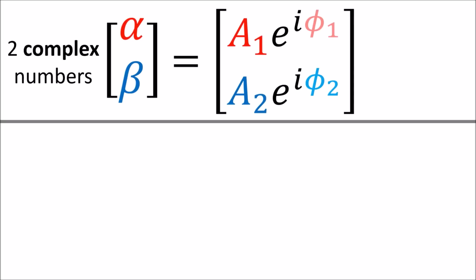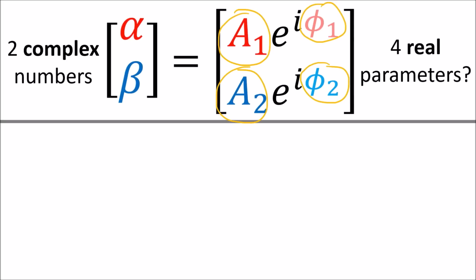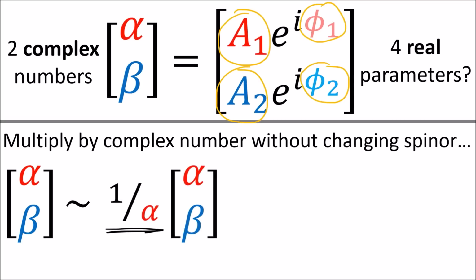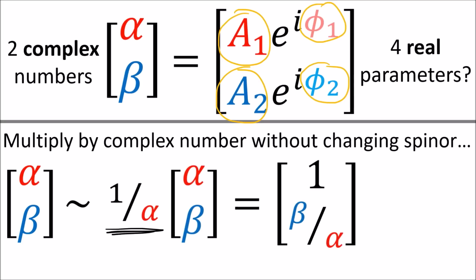So we can write spinors as a pair of complex numbers, alpha and beta. These two complex numbers are made up of 4 real numbers, 2 scaling factors, and 2 phases. This might make you think that spinors require 4 real numbers to be specified. But since we are free to multiply a spinor by any complex number without changing it, we can always multiply by 1 over alpha, causing the top component to be 1 and making the bottom component the ratio beta over alpha.